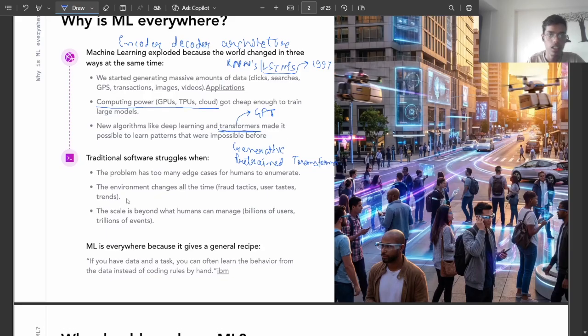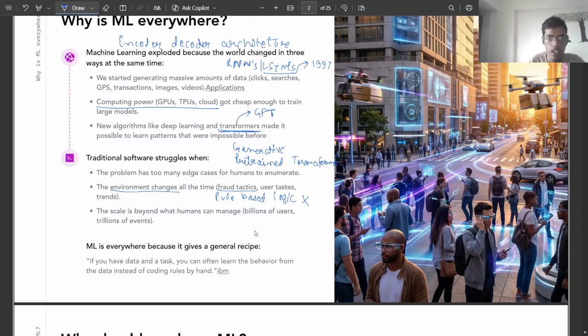Some of the traditional software struggles when you have too many edge cases for humans to enumerate. Like in backend architecture and all, you might have to write too many things to just get a solution working. Then there is rapid environment change, like fraud tactics. Clearly, the fraudsters are finding hundreds of ways to crack into the system, so we have to detect that quickly. And here, rule-based logic will not work.